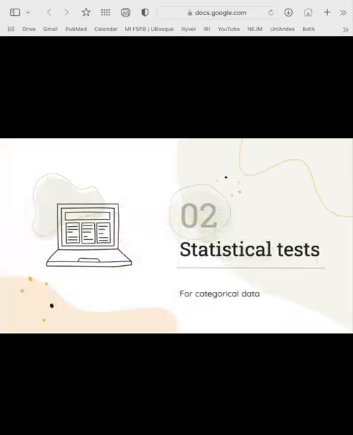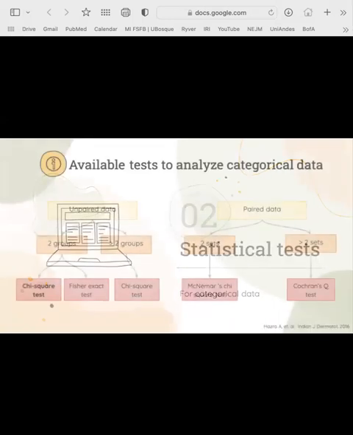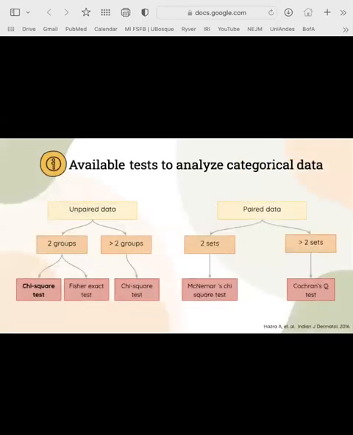Now, having said that, I would like to check what are the available tests to analyze categorical data. So first we have to check if our data is unpaired or paired and how many groups we are comparing. If data is unpaired and we are comparing two groups, we can choose a chi-square test or a Fisher-Exact test. If we want to compare more than two groups, we will go for a chi-square test. If data is paired, let's say before and after, and we are comparing two sets, we use a McNemar's chi-square test. But if we are dealing with more than two sets, we use a Cochran's Q test.